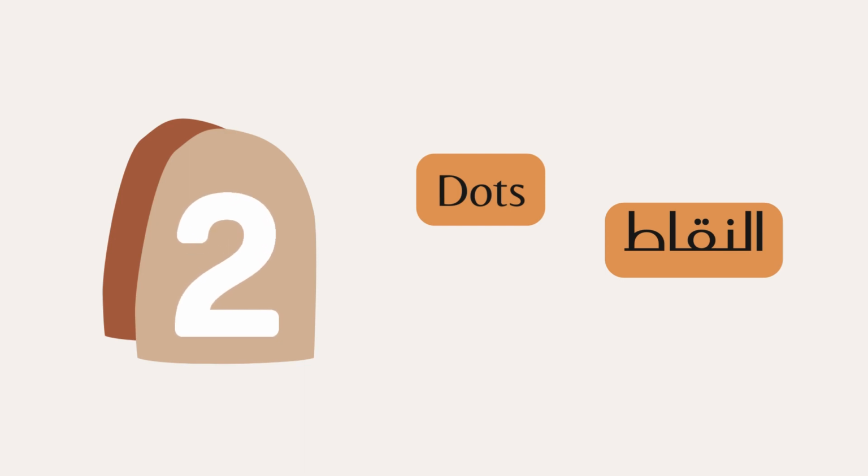The second point we need to learn about is dots. Dots are very important and critical in the Arabic language. For example, here we have three different letters: ba, ta, and tha. They have the same shape, the same drawing, the same writing. The only difference is the dots; the number of them and where we put them is very critical.